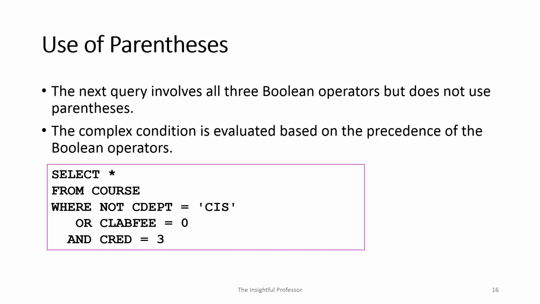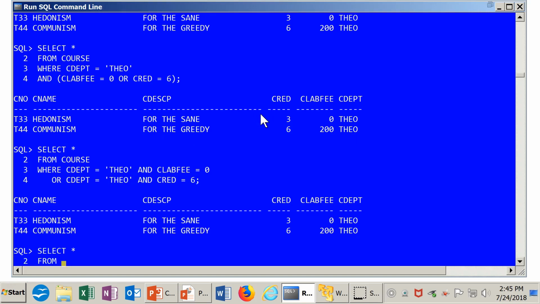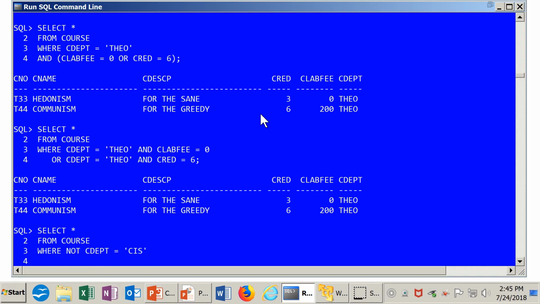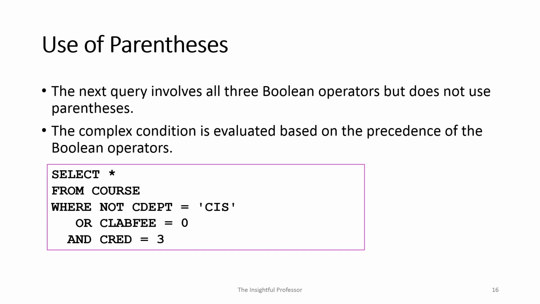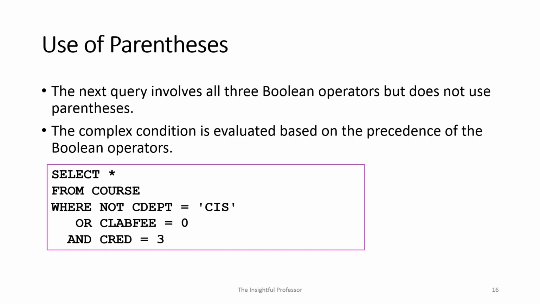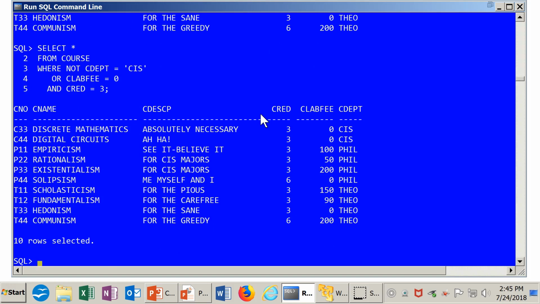Okay, so we've got not C department equal to CIS. Select asterisk from course where not C department equal to CIS. Then what did we have? We had or the lab fee was 0. And we had one more condition, which was and credit equal 3. Let's fire it up and see what we get.